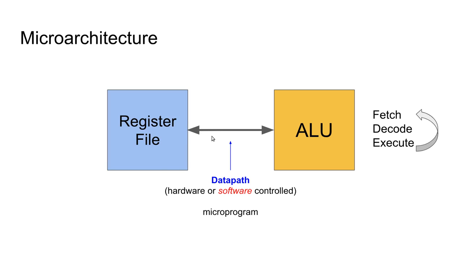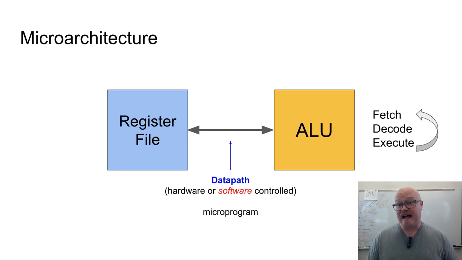And that path that connects the register file and the ALU is called the data path. And this data path can be either hardware or software controlled. And throughout history, it's sort of gone back and forth between the two. And if it's software controlled, we will call the software that controls it a microprogram.